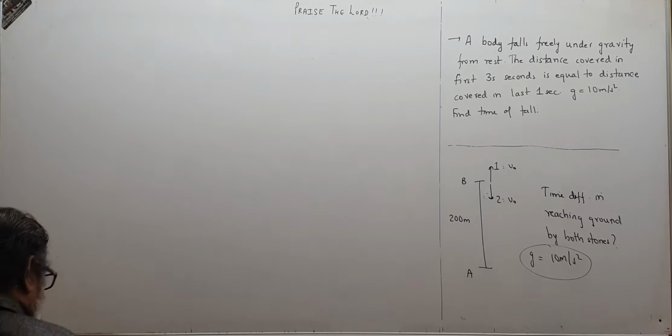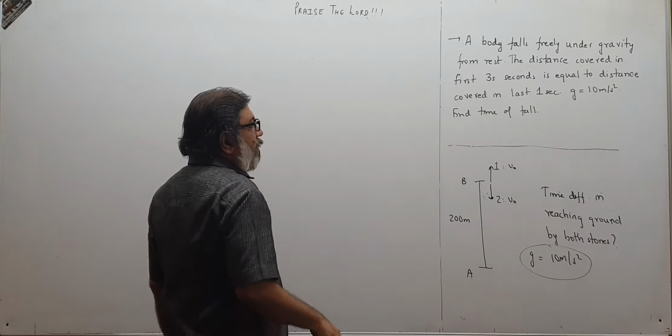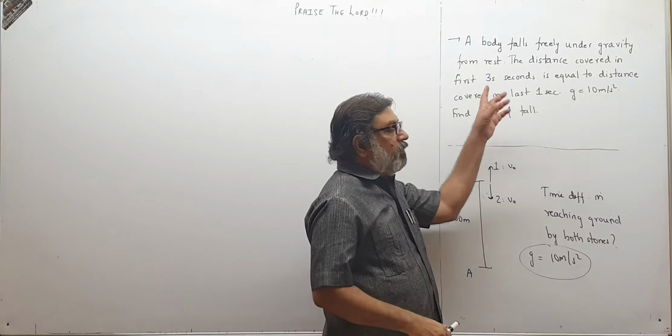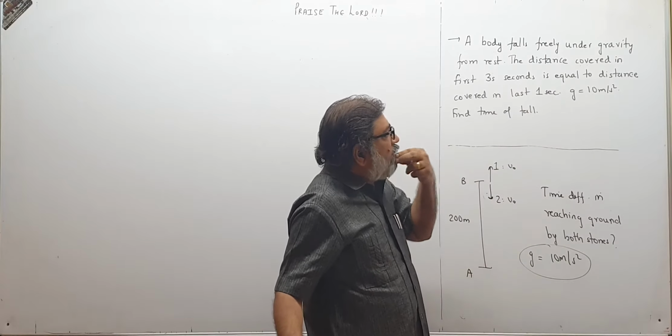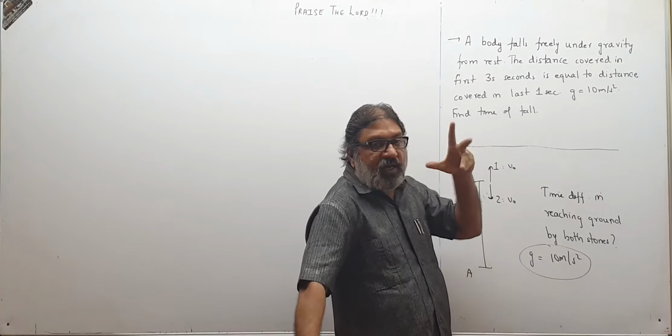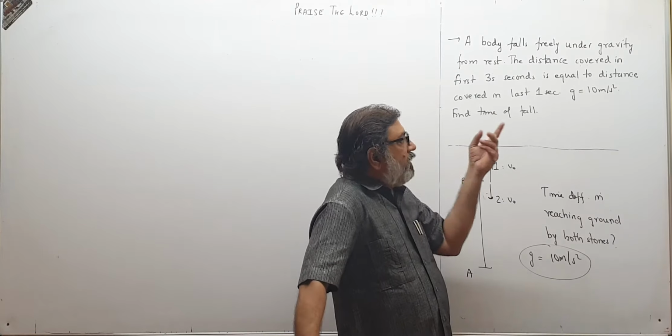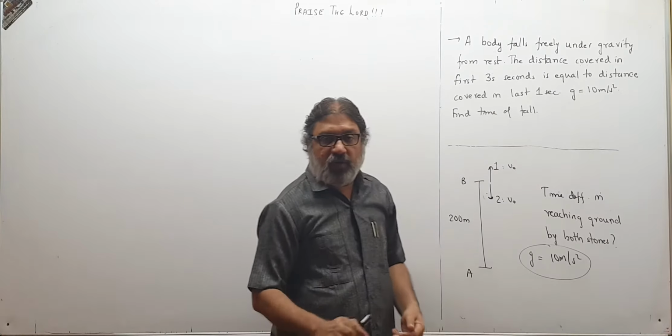See children, a very interesting question. A body falls freely under gravity from rest, initial velocity 0. Distance covered in first 3 seconds is equal to distance covered in last 1 second. Take G as 10, find the time of fall.